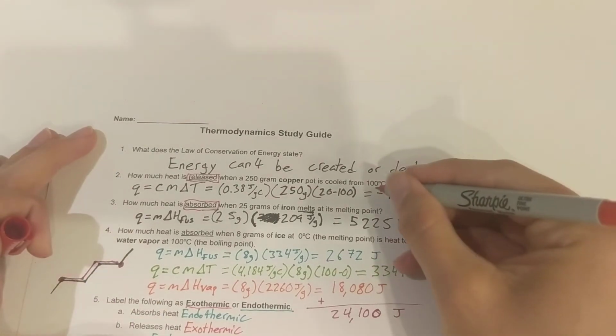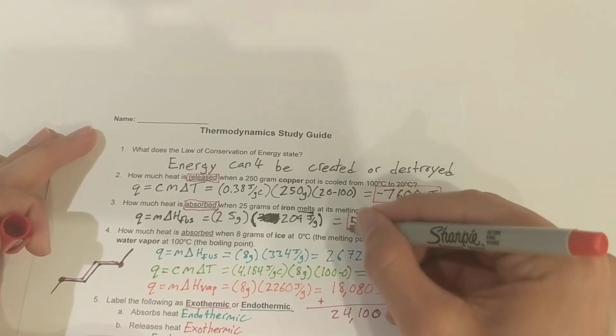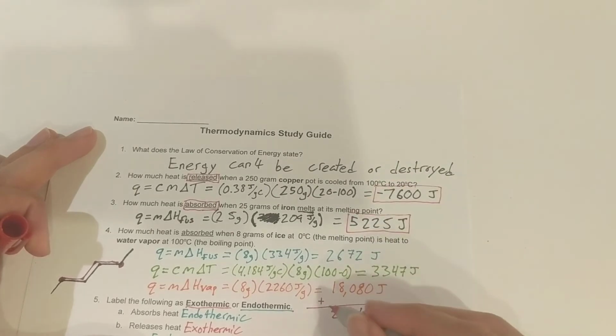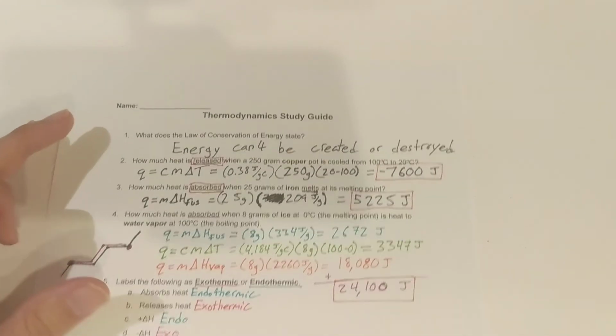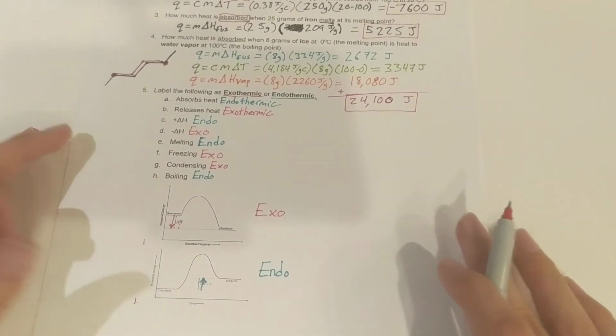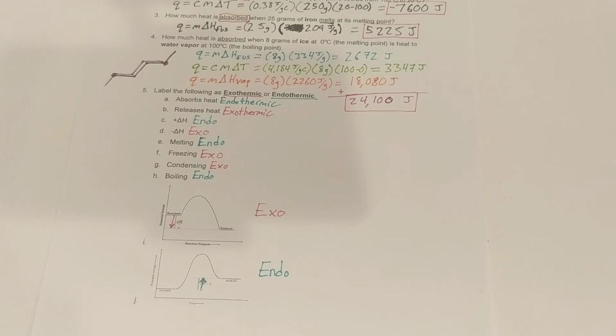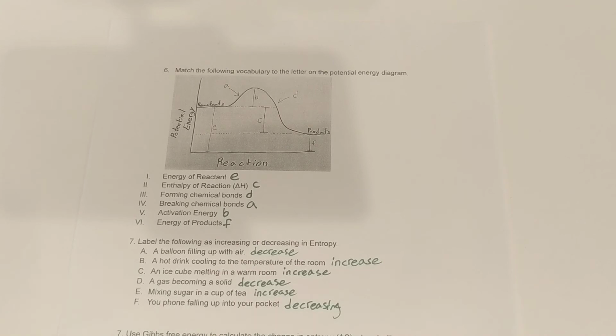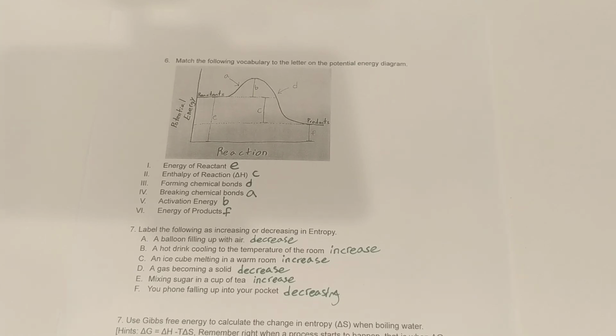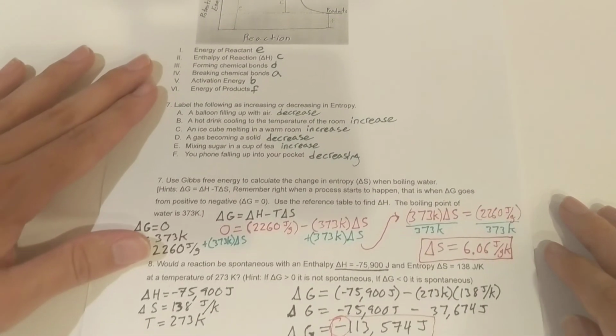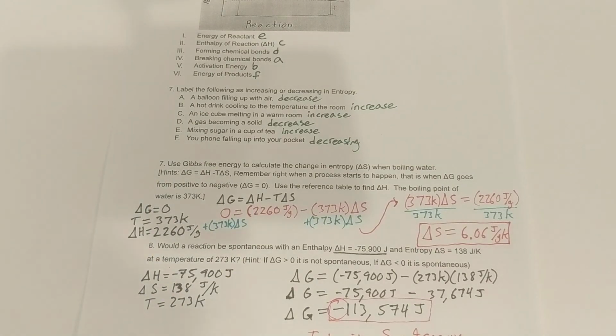All right, so let's go through our answers for those of us looking at our answers at the end. We have number 1, energy can't be created or destroyed. Answer for number 2 right here. For 3, answer for 4. Take a look at our endo and exothermic answers. Our answers for our potential energy diagram, and our answers for entropy. And then lastly, we got our Gibbs free energy answers.